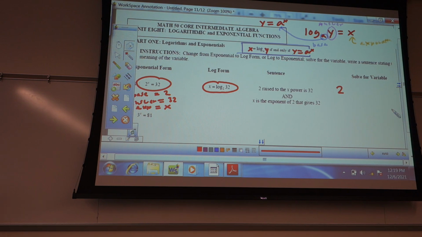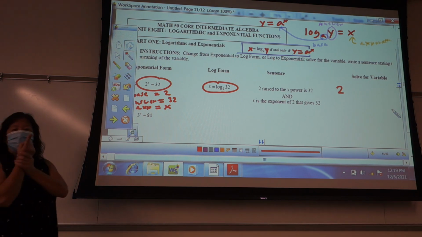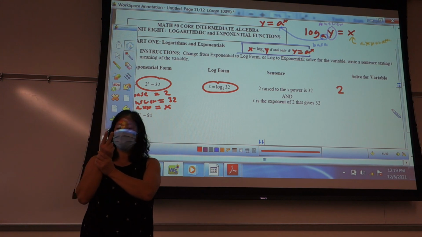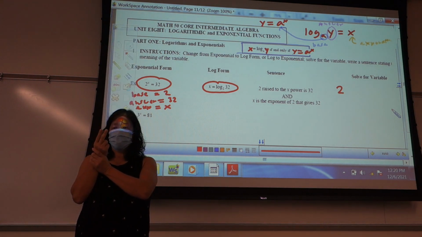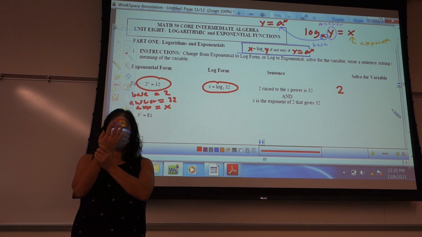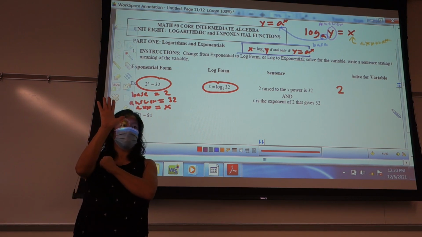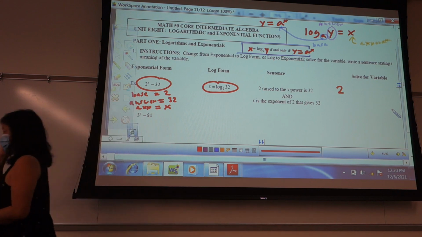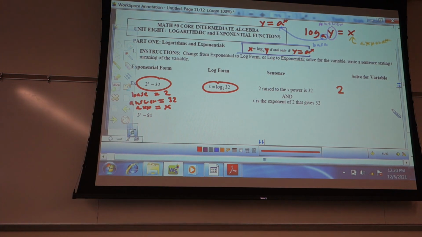Well, I don't know. 2 to the 1 is 2. 2 to the second is 4. Third is 8. 16, 32. 2 to the 5th. Does everyone understand that? So since 2 to the 5th equals 32, that means that x equals 5. Does everyone see how we did that?